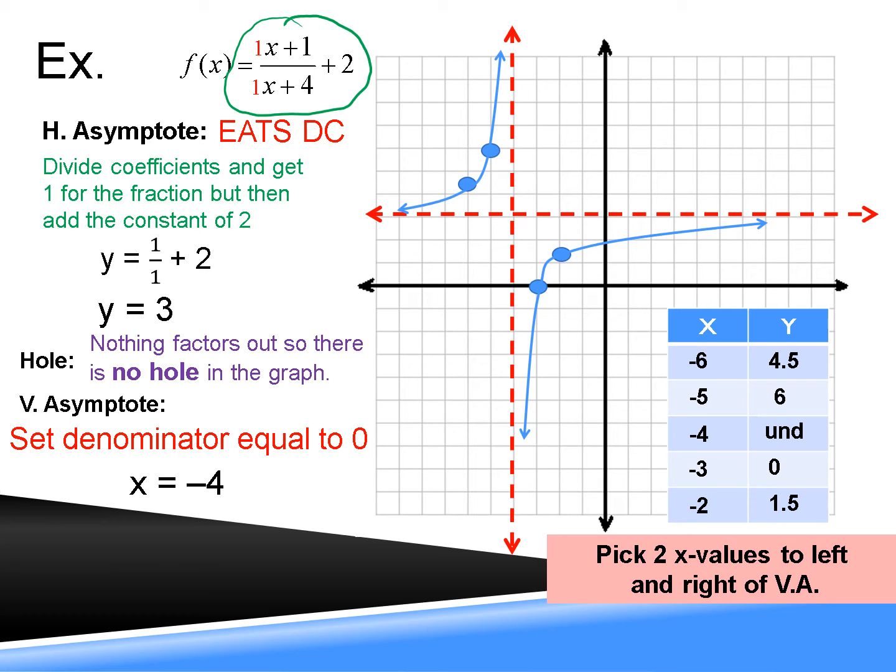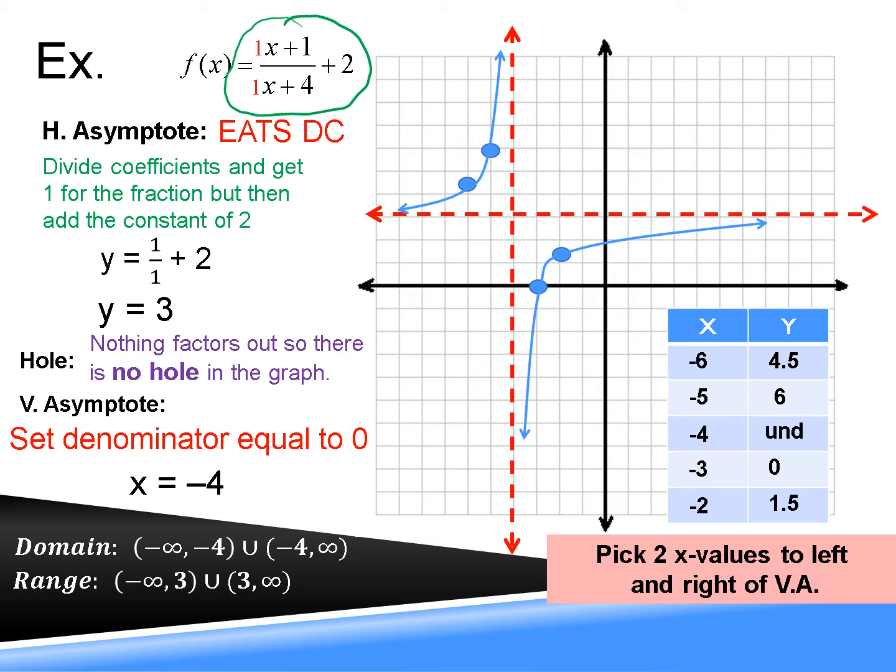Now, let's talk about domain and range. Our domain is -infinity to -4, and then we have to stop. We have to jump to the other side of the asymptote and say -4 to infinity. So -infinity to -4, jump over, and then go -4 to infinity. So that's the domain.